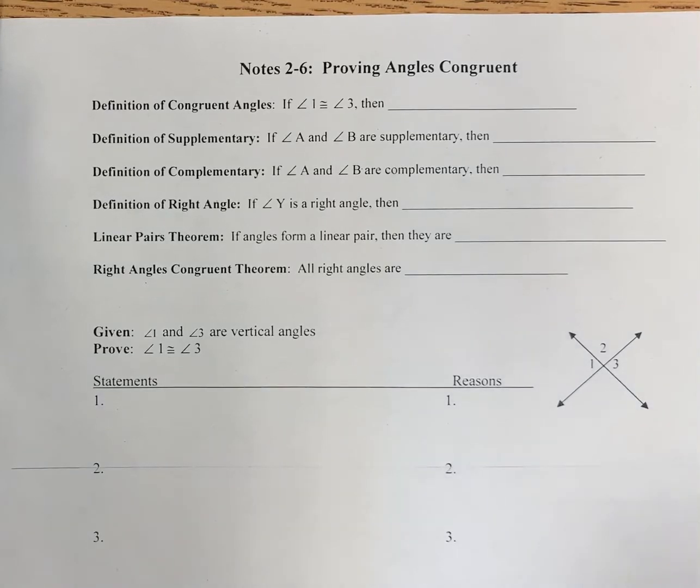All right, guys. Today's notes are over Chapter 2, Section 6. And these are specifically going to be proofs where we're proving angles to be congruent. So for these notes, I'm going to go ahead and say this. You don't really need to copy any of this down.